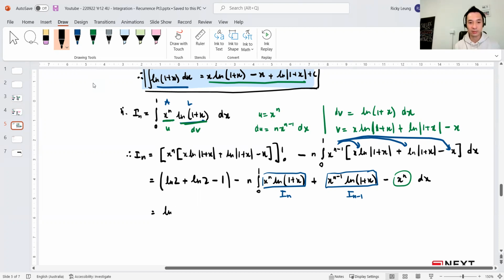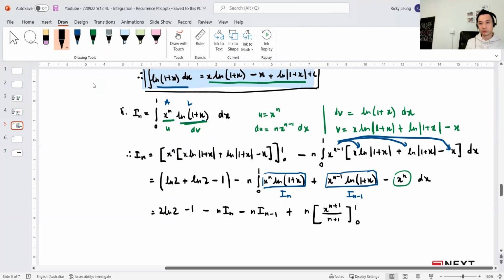Oh, there's two of these. So maybe I just go 2 ln 2 minus 1 minus n times I_n minus n times I_(n-1), and then plus n. The integral of that would be x^(n+1)/(n+1), with the limits of 1 and 0. Yeah, so it looks like it's just, make sure I'm on the right track. Hope I am. Yeah, okay, feels like I am.